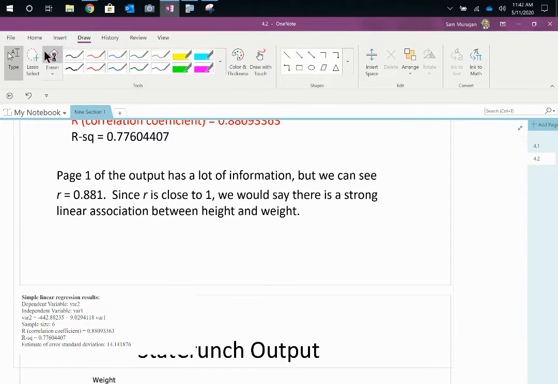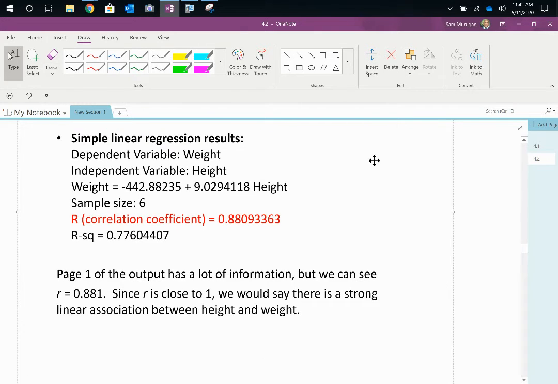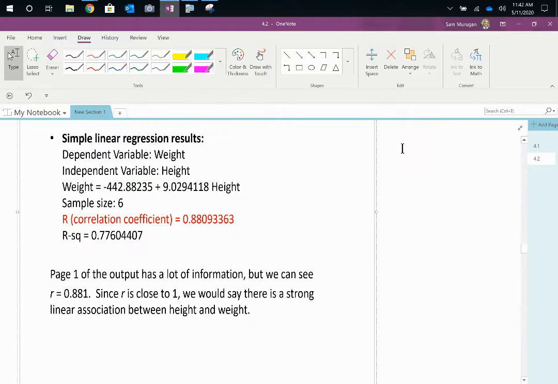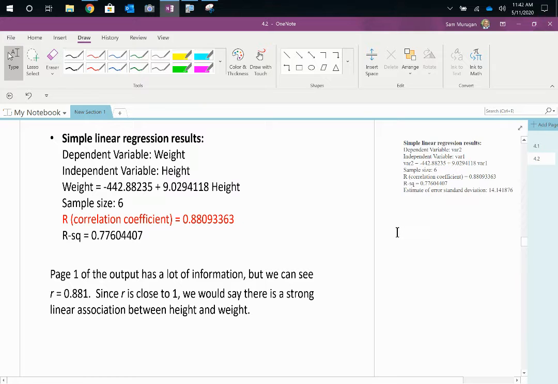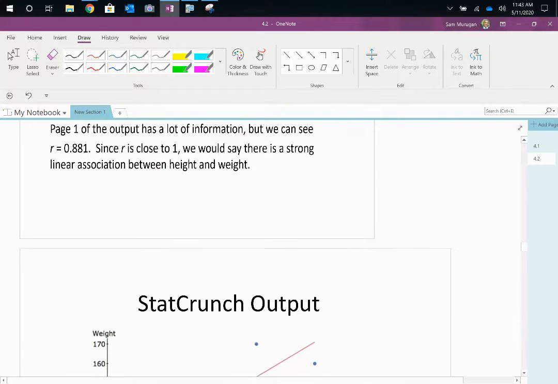Oop, that didn't work out. Let me see if I can pin it on the side here. Yeah. All right, there it is. And you can see the numbers are identical. We can see the coefficient right there is 0.8809, and then they would ask you to do it to a certain number of decimal places.